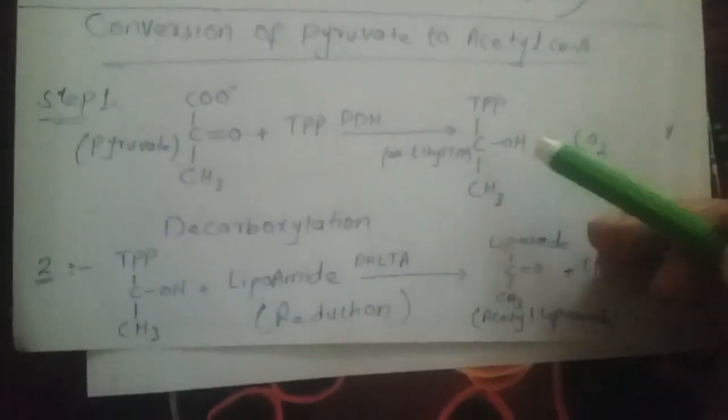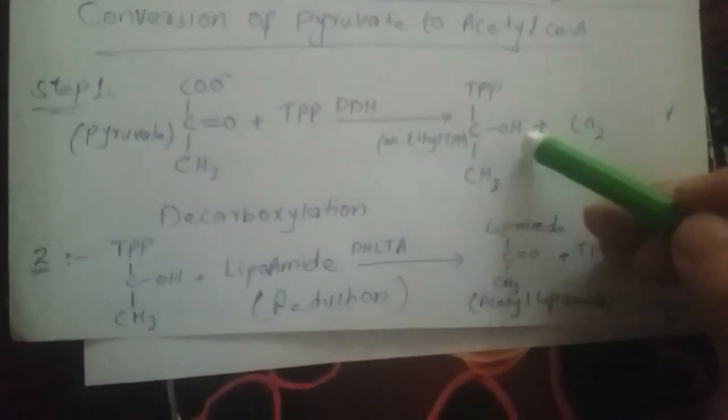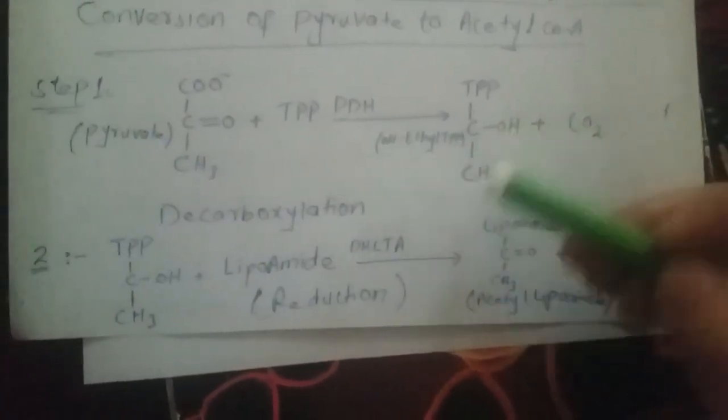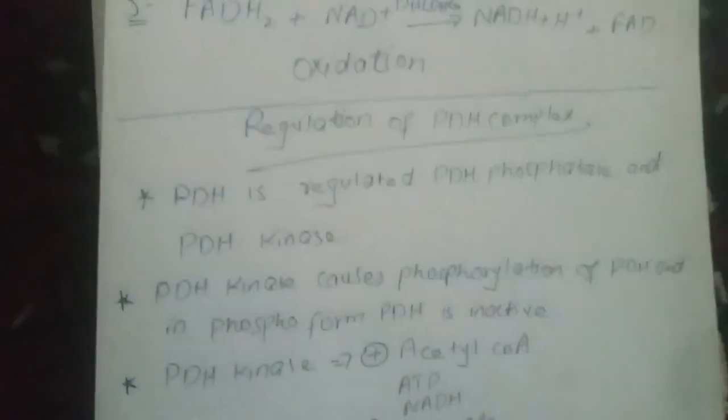This first step, the decarboxylation step, is actually the rate limiting step. The second step is the reduction step, and the third, fourth, and fifth steps are the oxidation steps.